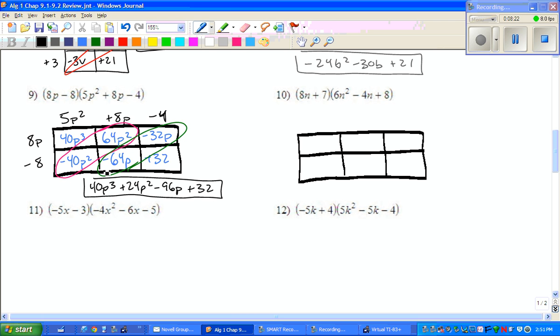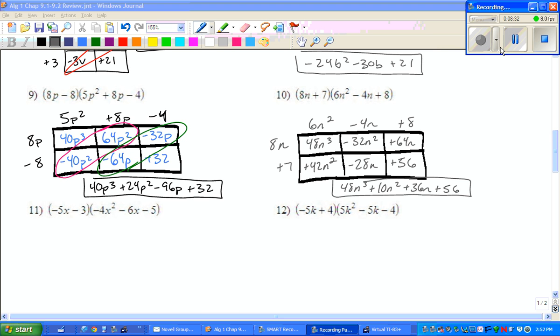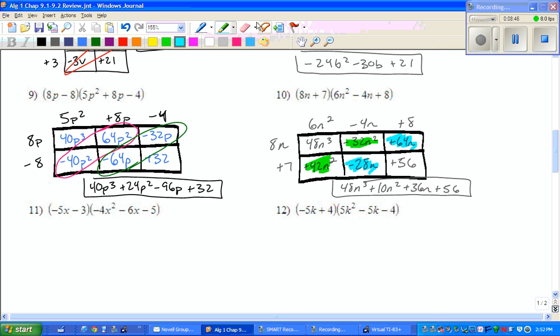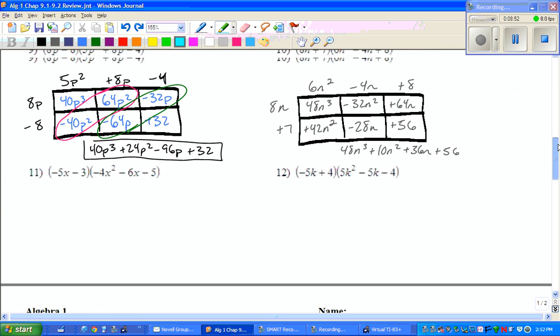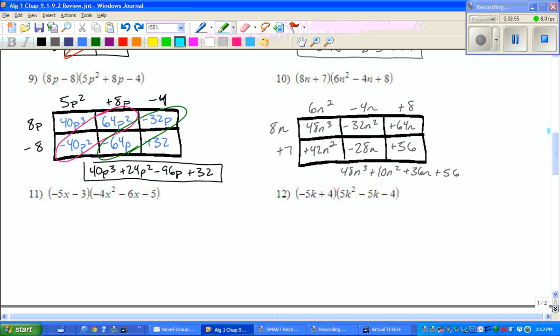Okay, why don't you guys try to go ahead and multiply 10 out and see what you get. Okay, and there's the answer to 10. Remember that you can combine your like terms that are the diagonals. Oh, there we go. All right. Now, 11 and 12, you guys are all on your own. Go ahead and show your work for those. The answers will be up when you are done. Good luck.